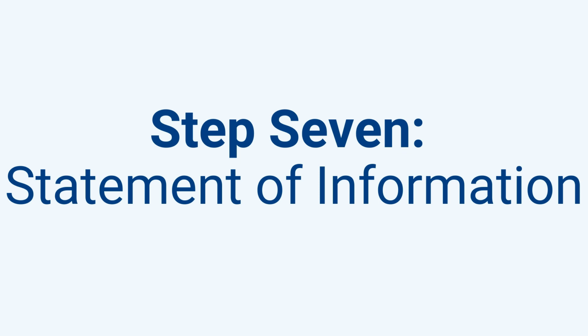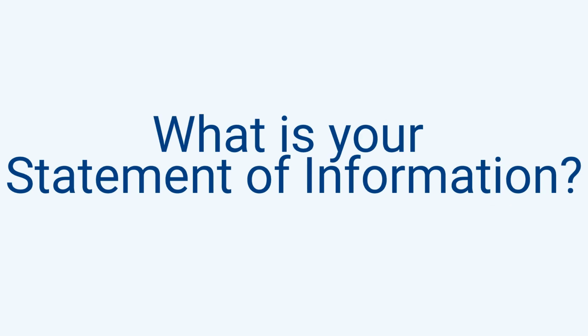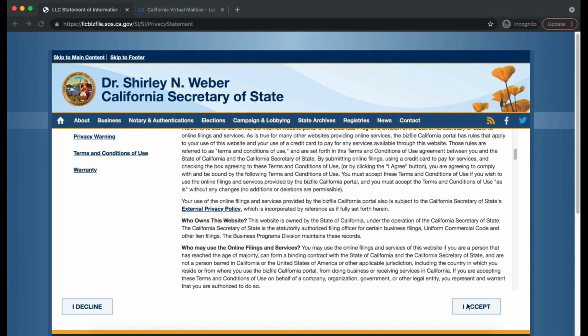Step 7, Statement of Information. What is the purpose of the Statement of Information? It's to keep your California LLC's contact information up to date with the Secretary of State. How to file your Statement of Information. Go to the Secretary of State's BizFile page. If you agree to the terms, hit accept.